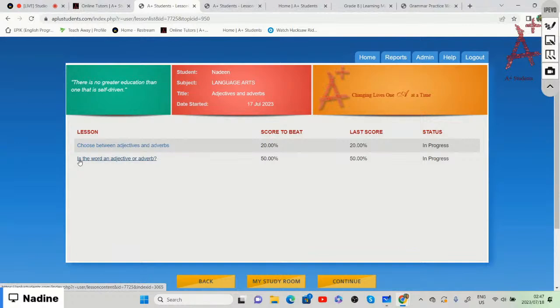All right, so that is basically the end of our lesson on adjectives and adverbs. We were able to choose between adjectives and adverbs, as well as identify if the word is an adjective or an adverb.